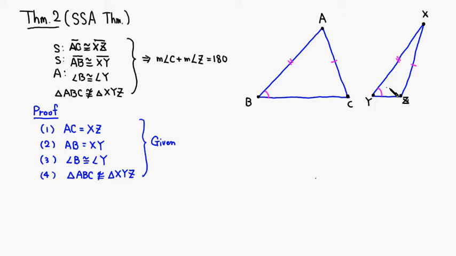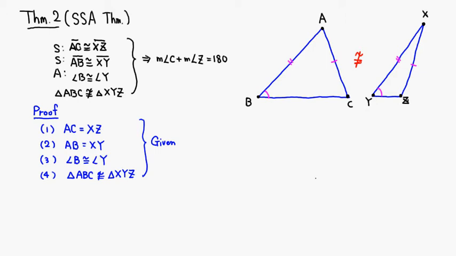angle C and angle Z are supplementary, which means that the sum of their measures is going to be 180. So let's prove that. I wrote the givens: AC equals XZ, AB equals XY, and angle B is congruent to angle Y, and then these triangles are not congruent to each other.